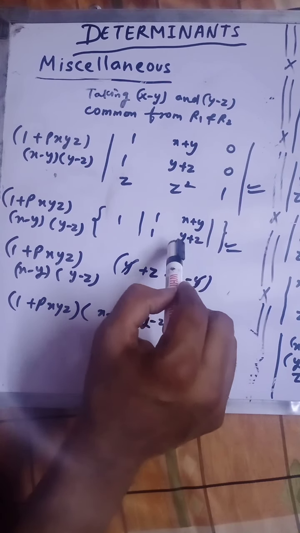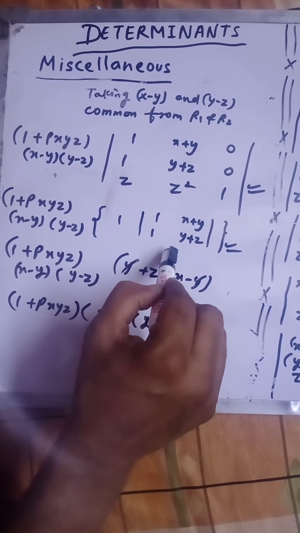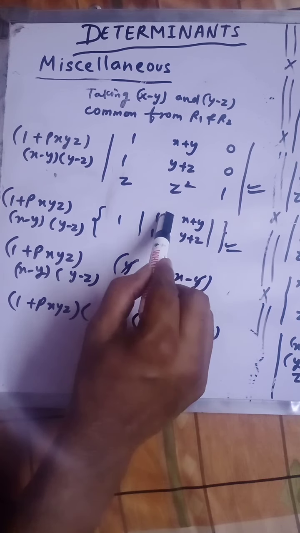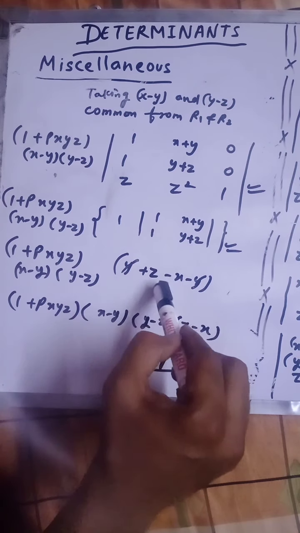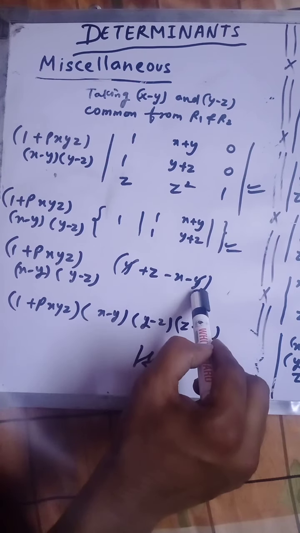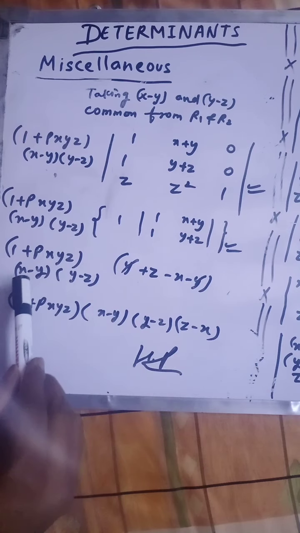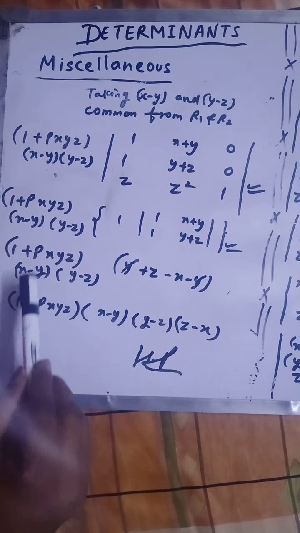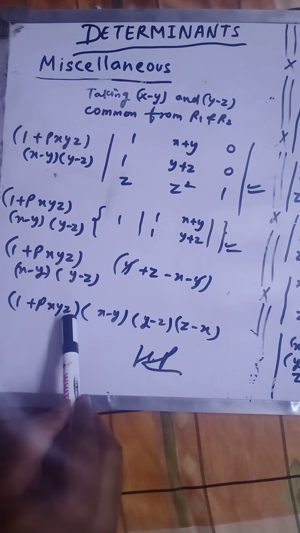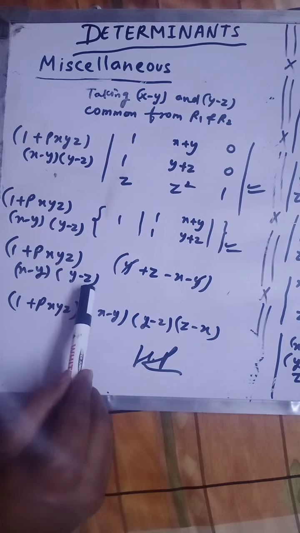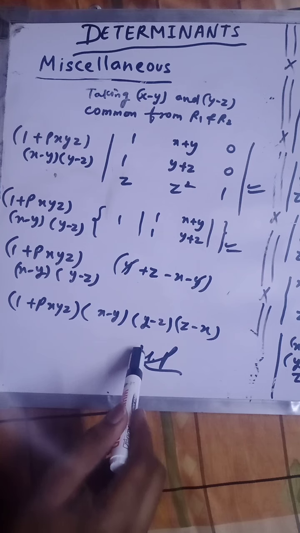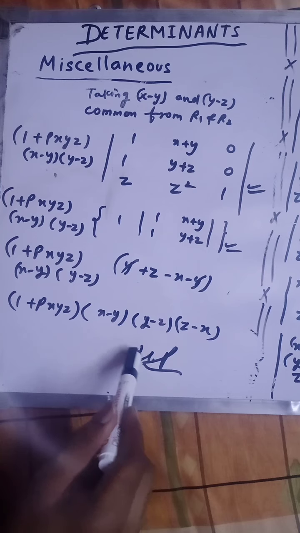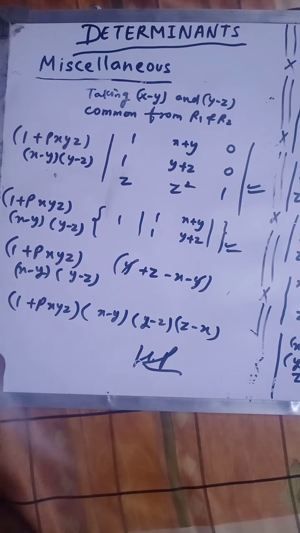Now after getting this step, what you have to do is evaluate it, and after evaluating, you will get z minus x, z minus x, y and y will cancel out, and all the 3's are coming with it. So at last you will get 1 plus pxyz, x minus y, y minus z, and z minus x is coming, and this is what you had to prove. Okay, so this is your question number.